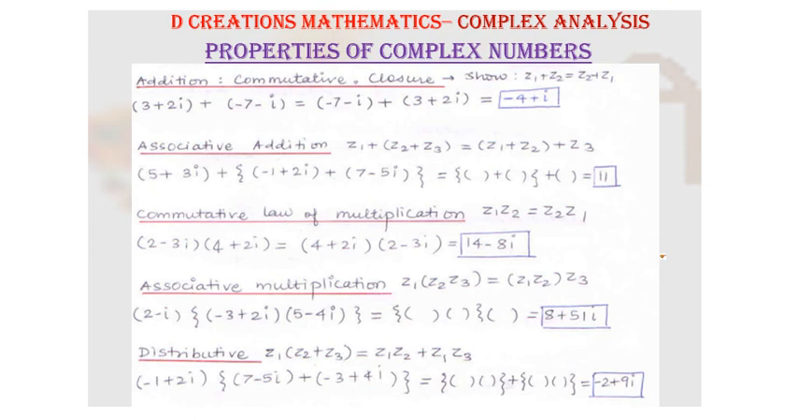Then of course there is distributive property, which means that if you add z2 and z3 and multiply the sum with z1, the answer you get is z1 z2 plus z1 z3. So consider three complex numbers, minus 1 plus 2i, 7 minus 5i, minus 3 plus 4i. Here you are going to add 7 minus 5i and minus 3 plus 4i. What do you get? Just 4 minus i. And then you are going to multiply minus 1 plus 2i with this particular term.